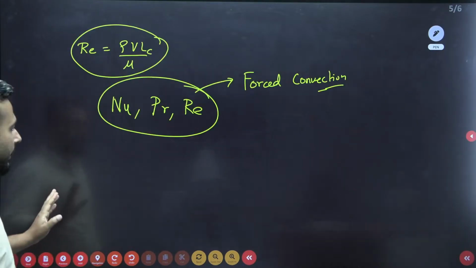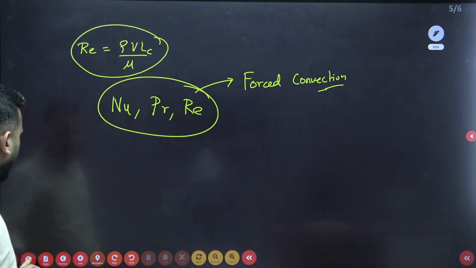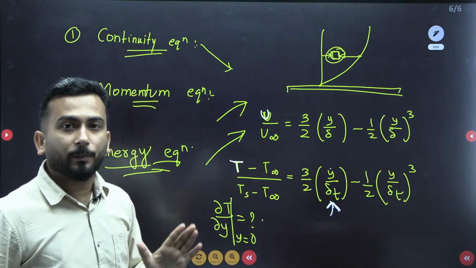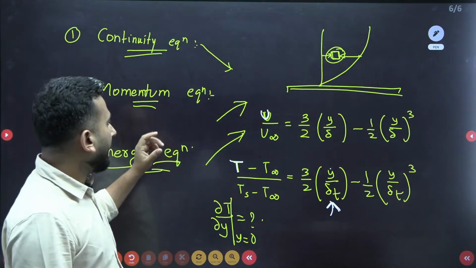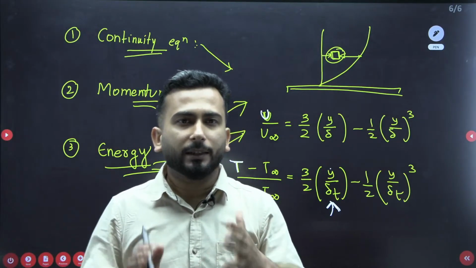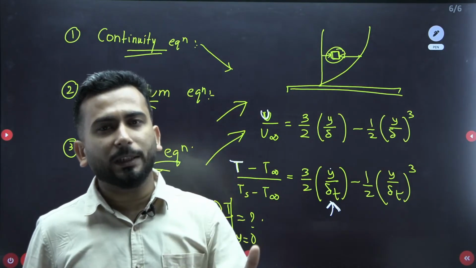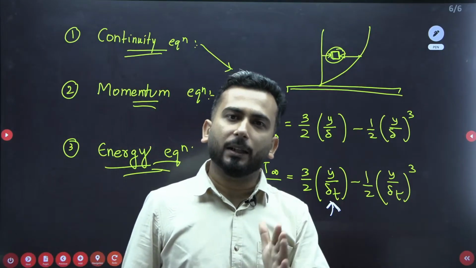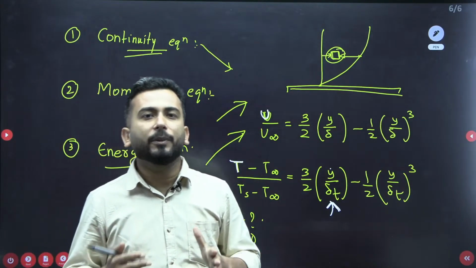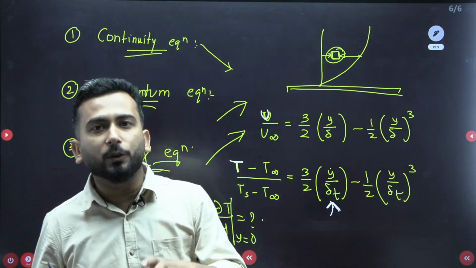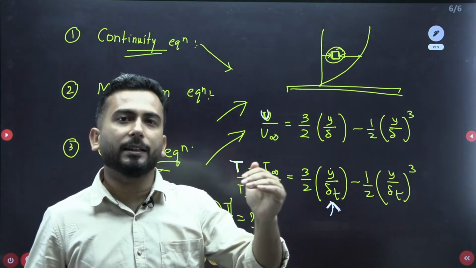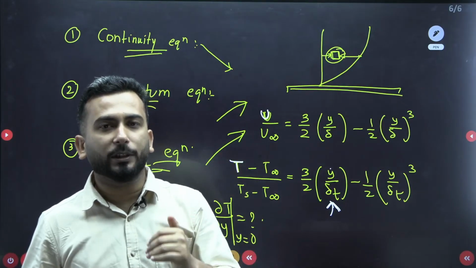Now you know the h value. I told you that in forced convection, three numbers are super important, and that is your Nusselt number, Reynolds number, and your Prandtl number. Now there is one equation for flat plate that is very much important, or that is used for getting the h at different positions.